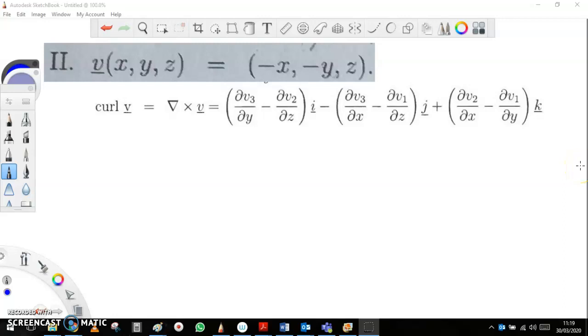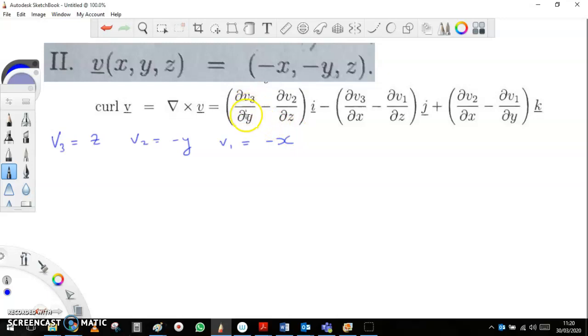Now we're going to work out the curl here. There's a formula from the exam paper. Right, V3 is going to be Z, V2 is going to be minus Y, and V1 is minus X.